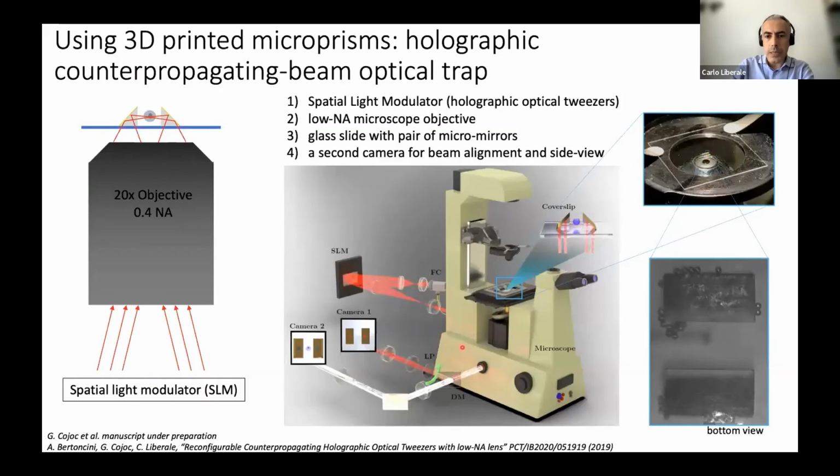And so this is the theoretical setup. You just need our device here with the prism here, and with the typical configuration for a holographic optical tweezer with a single trap, you can also move to have a counterpropagating beam.